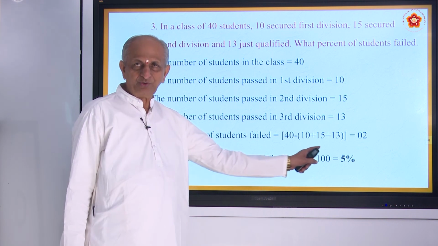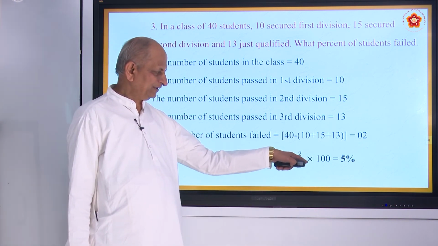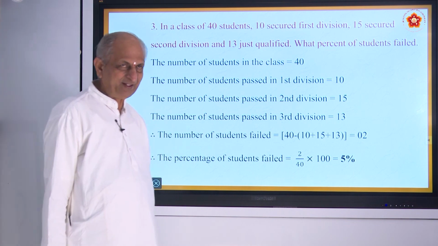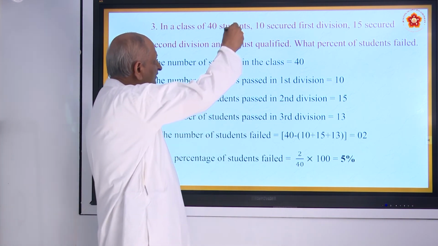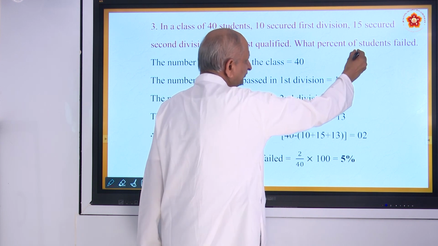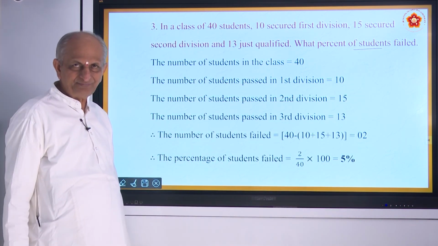I think all of you know how to cancel the things, right? So it is not shown, because the numbers will not be clear, that's why. So 5%. So in this class, 5% of students have failed. Did you follow the question?